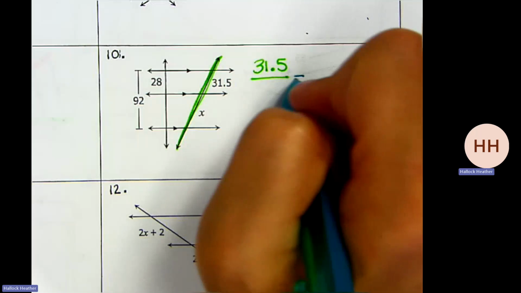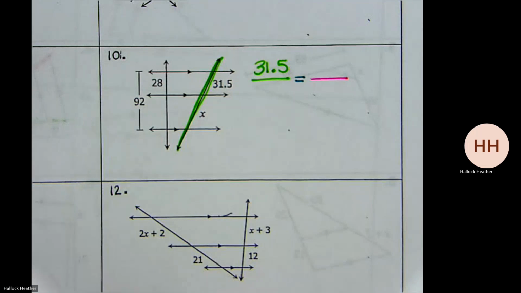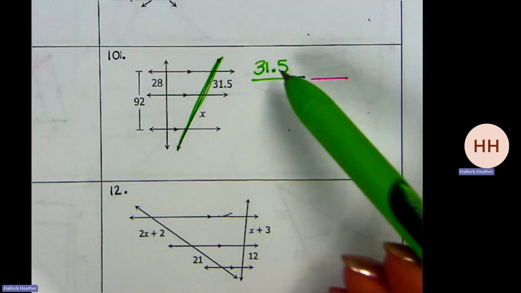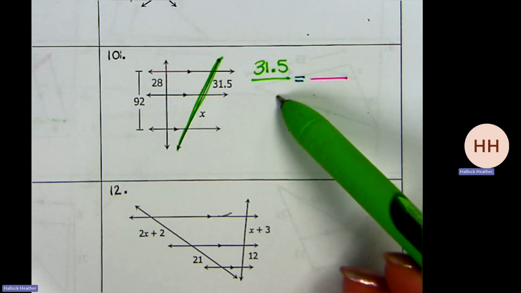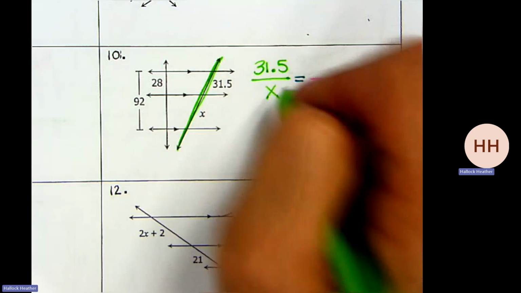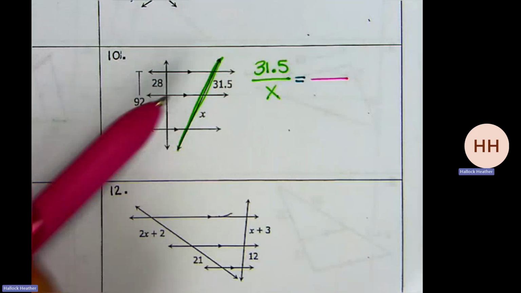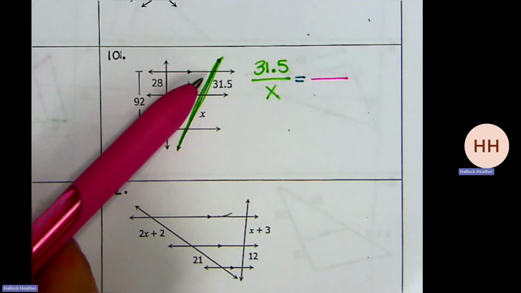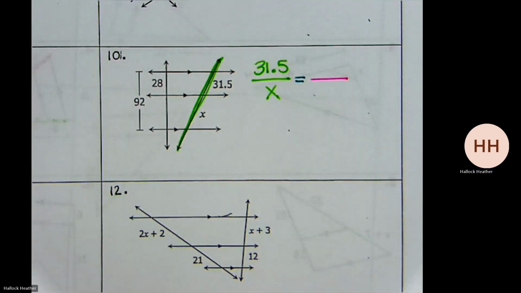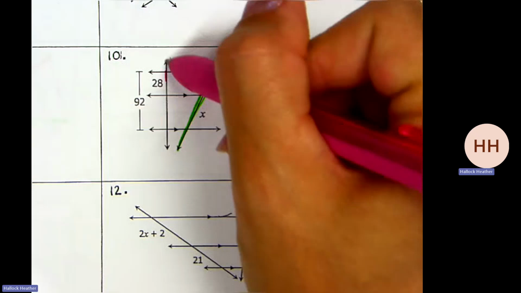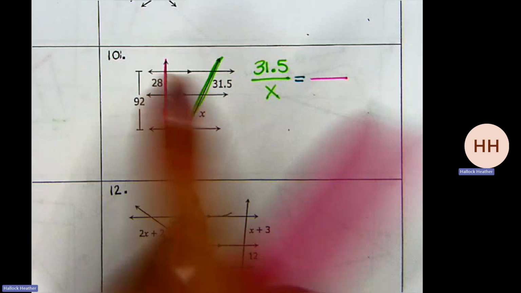We're going to have to set up a proportion. Does anybody know what's going to have to go under 31.5? X, because they're on the same line. So same line, same fraction. On the other side, because I put 31.5 first, what has to go in the top on the other fraction? 28, because they're the same piece just across the way from each other. So 31.5 has to go with 28.